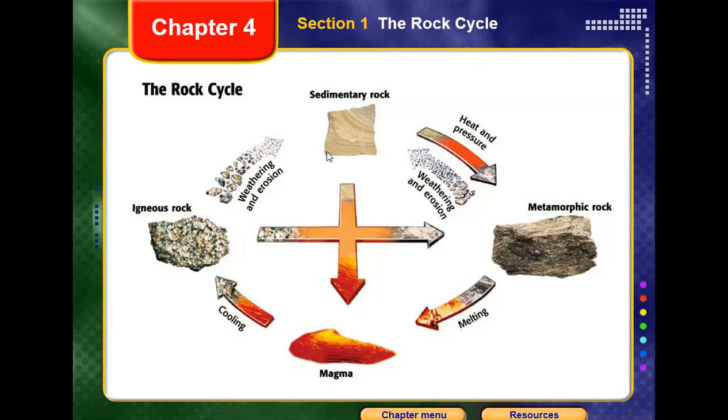Once they are deposited or fall down, as years pass, these parts are going to be compacted, because of the pressure. They will stick to each other and cement, and form a new kind of rock, which is a sedimentary rock.